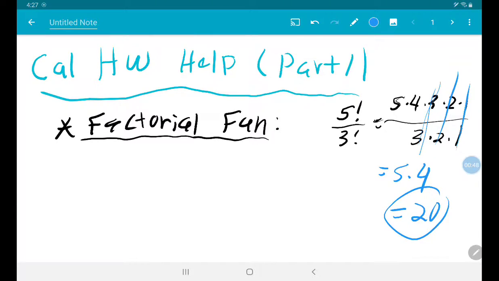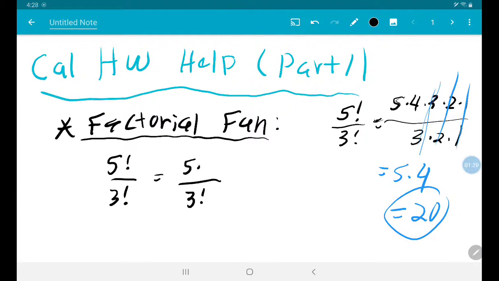Now, that works when it's nice and small, like 5 factorial and 3 factorial. If I had 25 factorial over 22 factorial, the last thing I want to do is write all that out. So a better way to do it is this. I want you to get good at how I can reduce these down. On the bottom, that's my smaller one, 3 factorial, which means 3, 2, 1, and so forth all the way down.